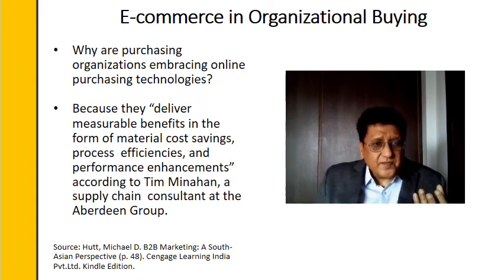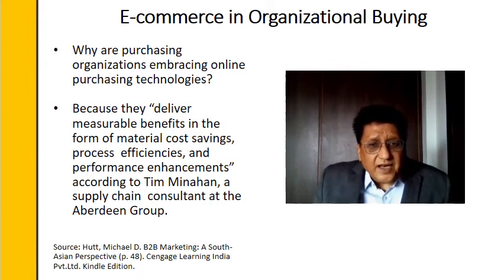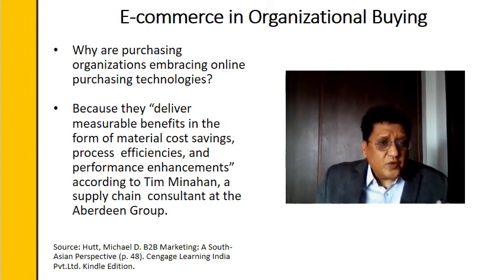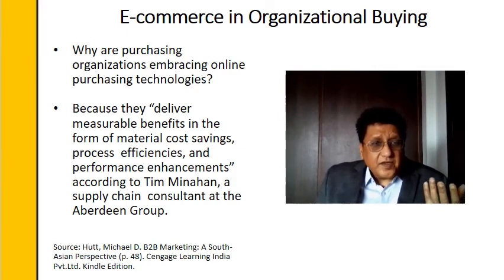So in B2B business, e-commerce will become more and more prominent and important, because it does three things. It leads to material cost savings. The process efficiencies go up, and there is performance enhancement. Like the Aberdeen study has found that it cuts down the purchasing cycle time by almost 50%, and it leads to material cost savings of 14%, and a 60% reduction in the administrative cost of the purchasing department. So e-commerce in organizational buying is important and here to stay.